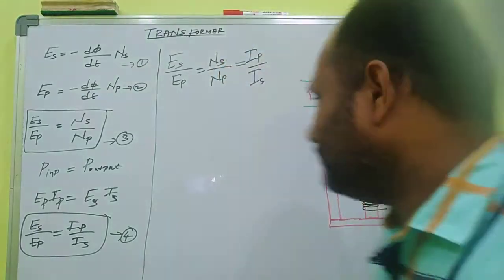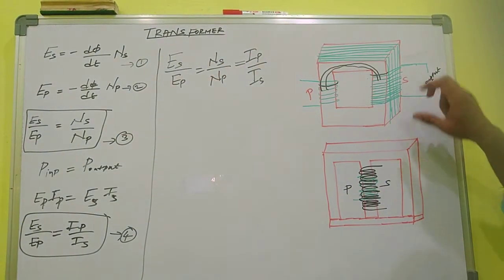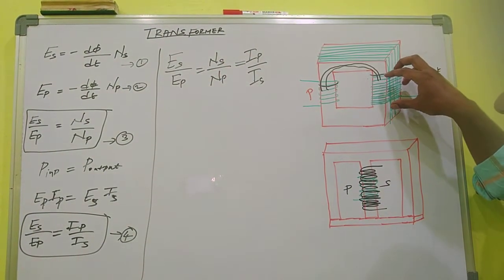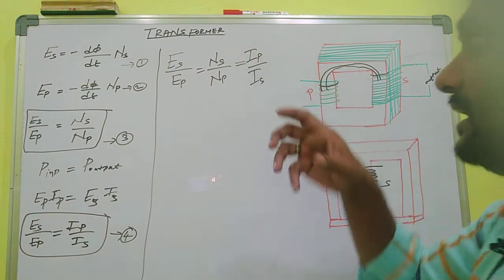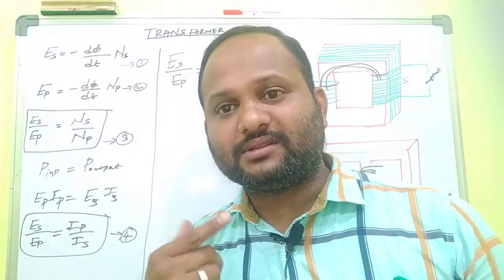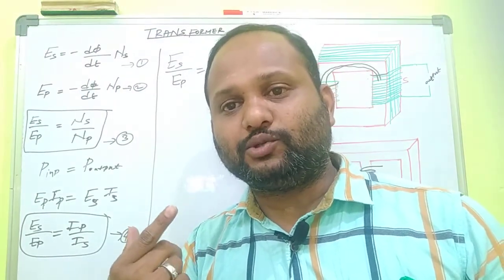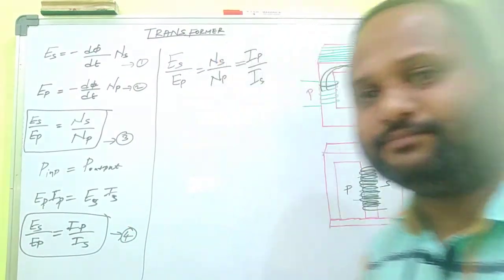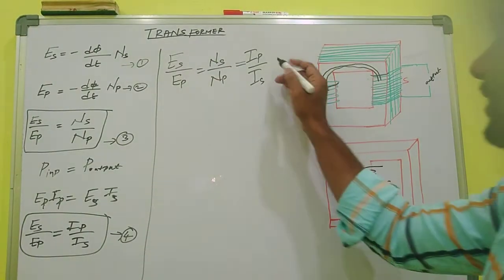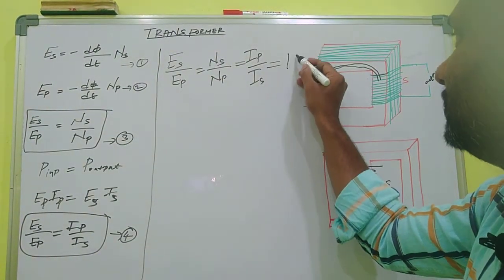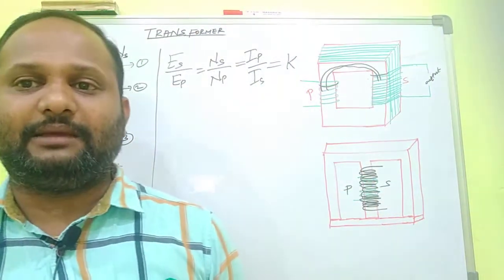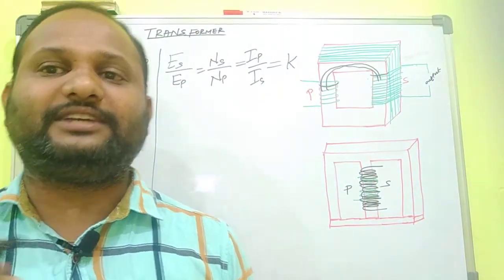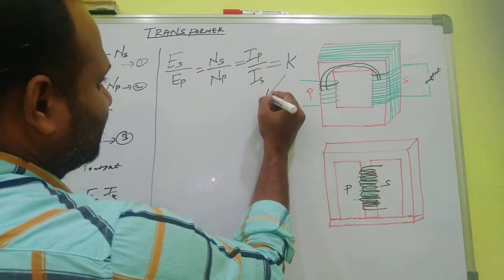If the number of turns in the secondary is large, then the current passing through the secondary will be less. Okay, that will be equal to one constant. The constant is represented by K, and the name of the constant is said to be the transformer ratio. That is called the transformer ratio.